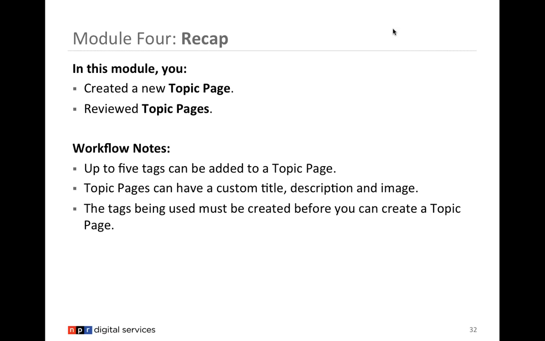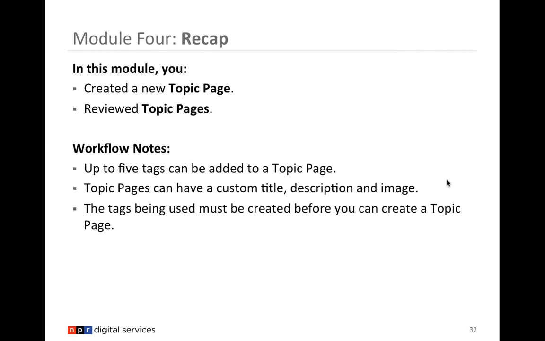And remember that the tags that you're going to use for the topic page have to be created before you can create the page. So for right now, if you know you want to have a topic page where you want to take your bio life, marine life, and boating tags, for example, and put them onto one topic page, just go back to your manage tags page and create those automatically. And then you can create your topic page.